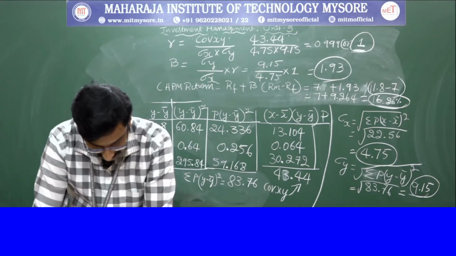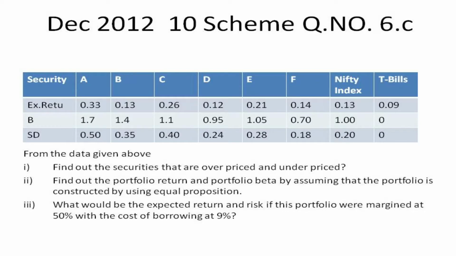They have given the information in the table: security, expected return, beta and alpha. For the data given above, that is securities A, B, C, D, E, F, they have given the Nifty index, and the treasury bill represents the risk-free rate of return. Expected return, beta, alpha and standard deviation are given separately. Find the securities that are overpriced and underpriced, first question.